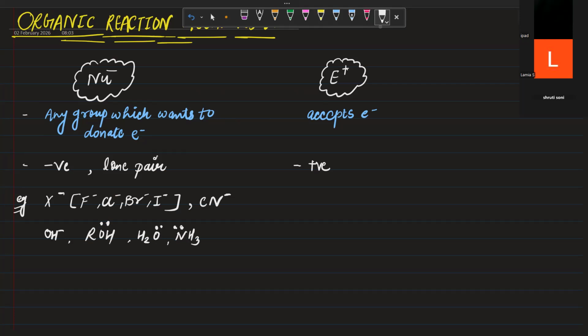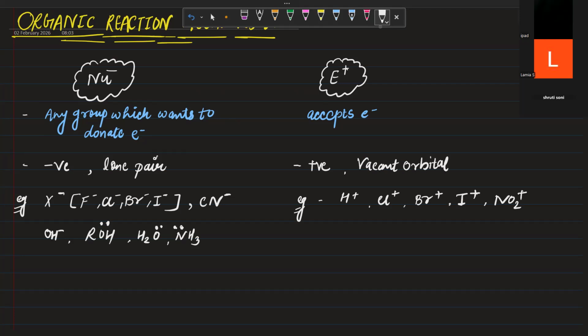Now the term coming is electrophile. In case of electrophile, the examples are H positive, Cl positive, Br positive, I positive. Any group which has a positive charge, NO2 positive. Those are electrophiles. So just as nucleophiles have lone pairs, in case of electrophile, if any compound has a vacant orbital, then it is also known as an electrophile.